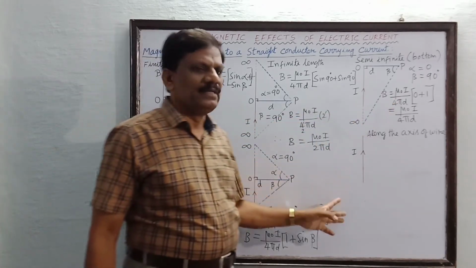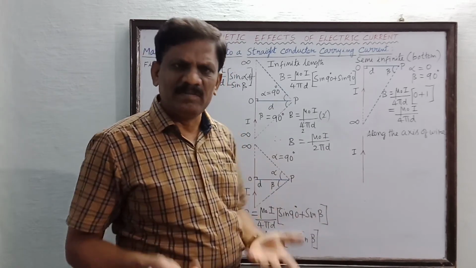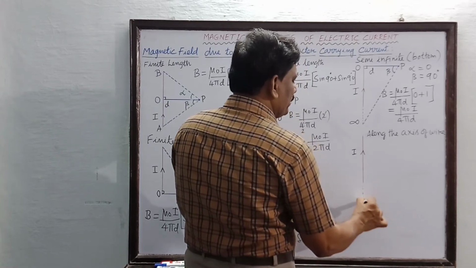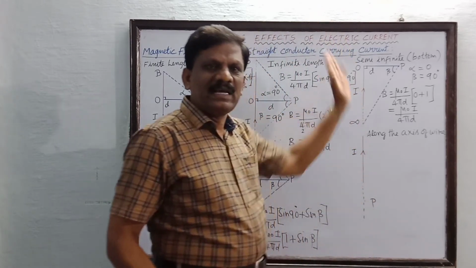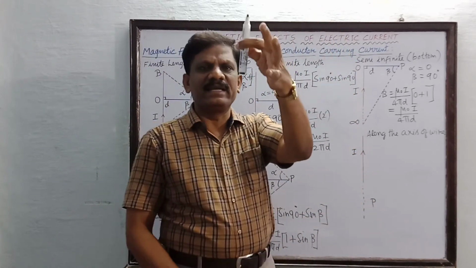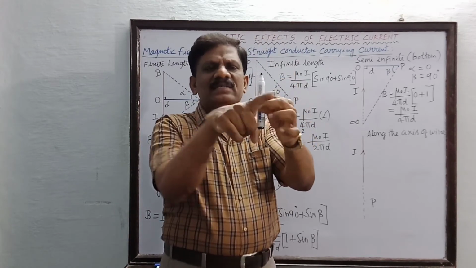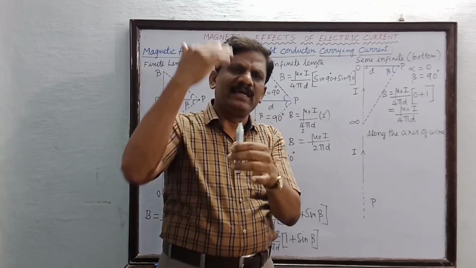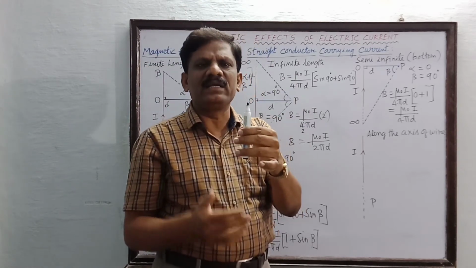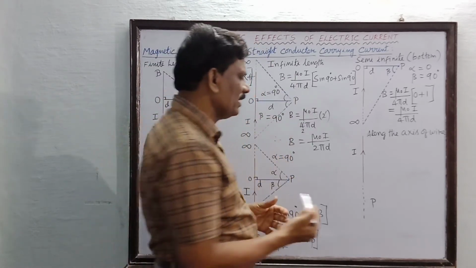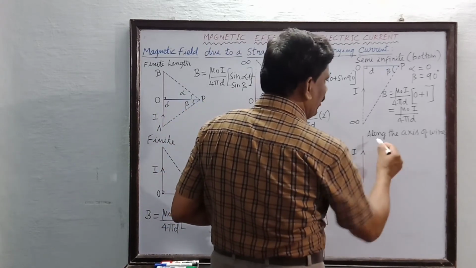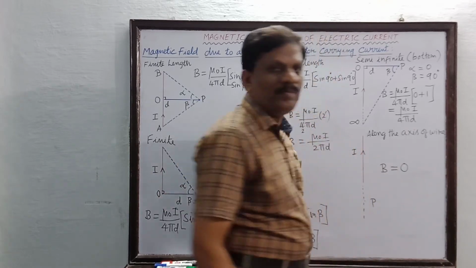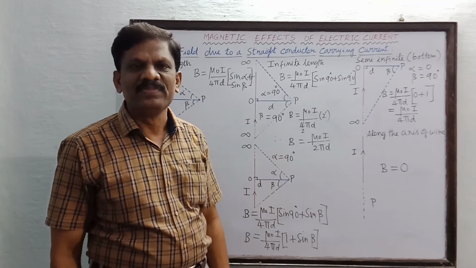And the last one is quite common. Everyone must remember that if the point P is taken along the axis of the current carrying conductor, suppose this is a current carrying conductor, and we have determined the perpendicular points P and all. Along the same line of the conductor, either above or below the conductor, if you take any point P, the magnetic field B will be equal to 0.